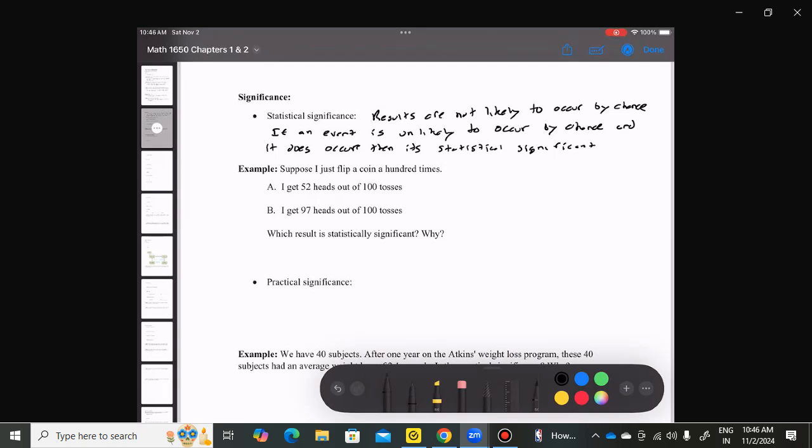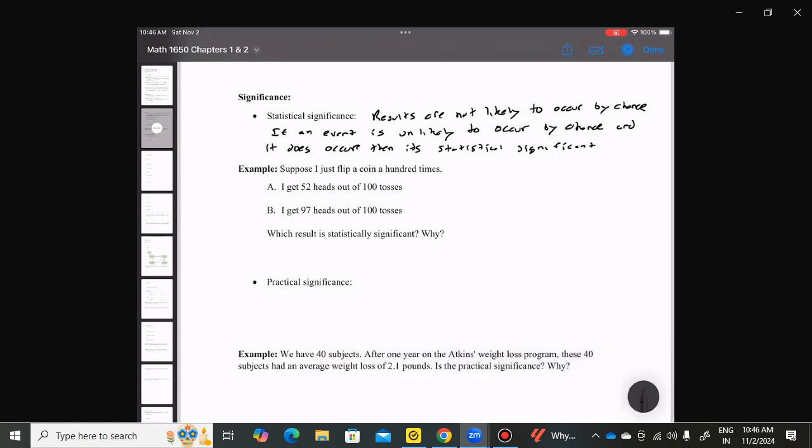So if we look at flipping a coin 100 times, if you get 52 heads out of 100, that's expected. The actual expectation here would be about 50 out of 100.